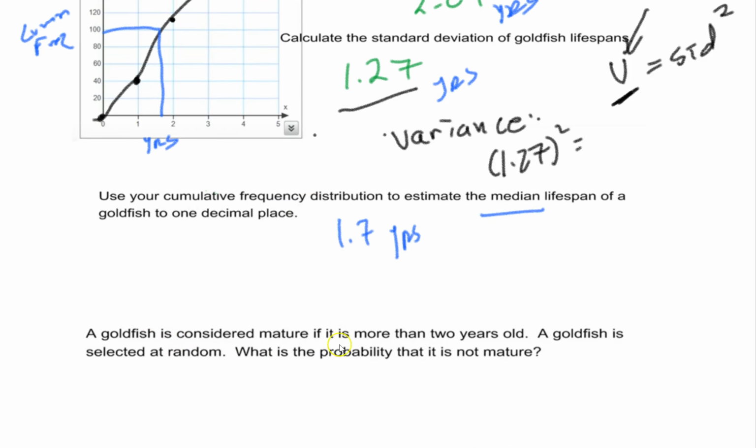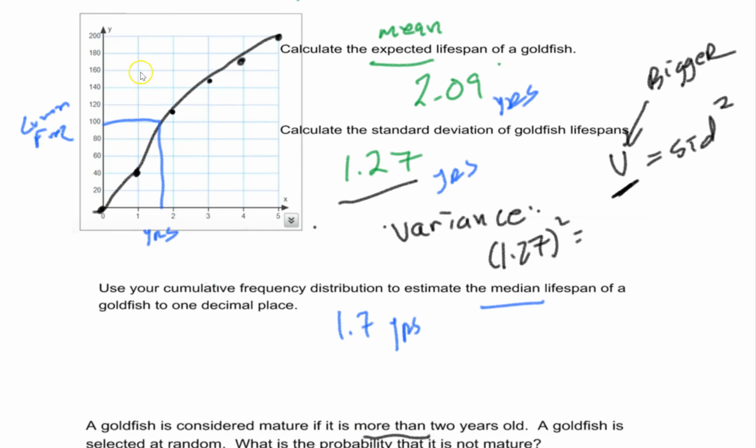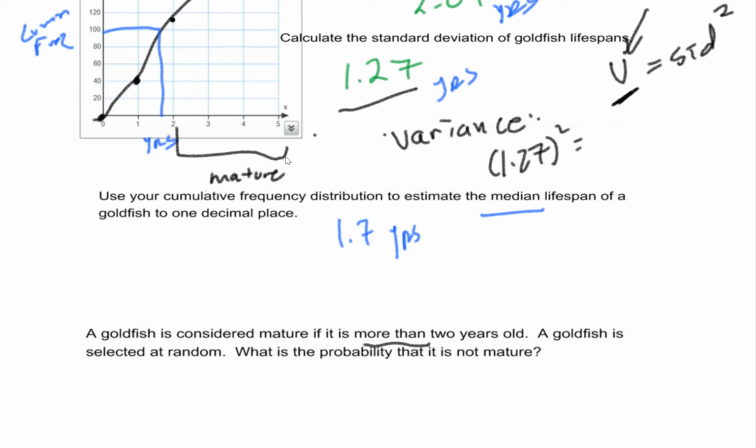A goldfish is considered mature if it's more than 2 years old. The question was probably that it's not mature. So mature is more than 2 years old. So over here, all this is mature. Now if I wanted to find the probability of mature, I would go up and across, and I have to use the top half because mature is the top half. But in this case, they threw a little curveball. What's the probability that it's not mature?